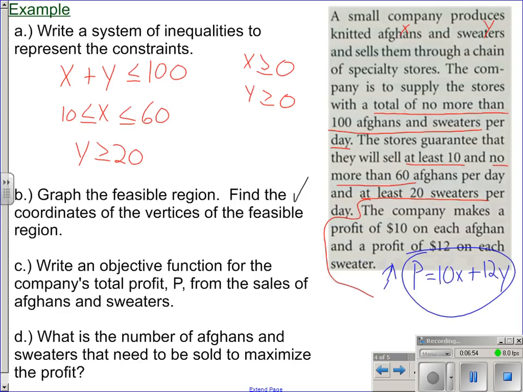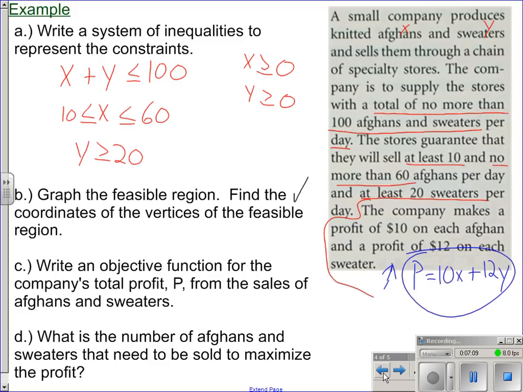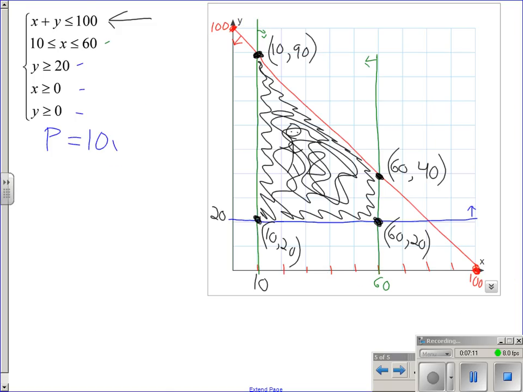Now, part D. What is the number of Afghans and sweaters that need to be sold to maximize the profit? All right, I'm going to take this equation, move back to the other page here. So our objective function, the profit equals 10x plus 12y. And what we're going to do is test each of these points. So for the first point, 10, 20, I'm just going to plug it in and get my profit value. So 10x, that's going to be 100 plus 240, that's 340.